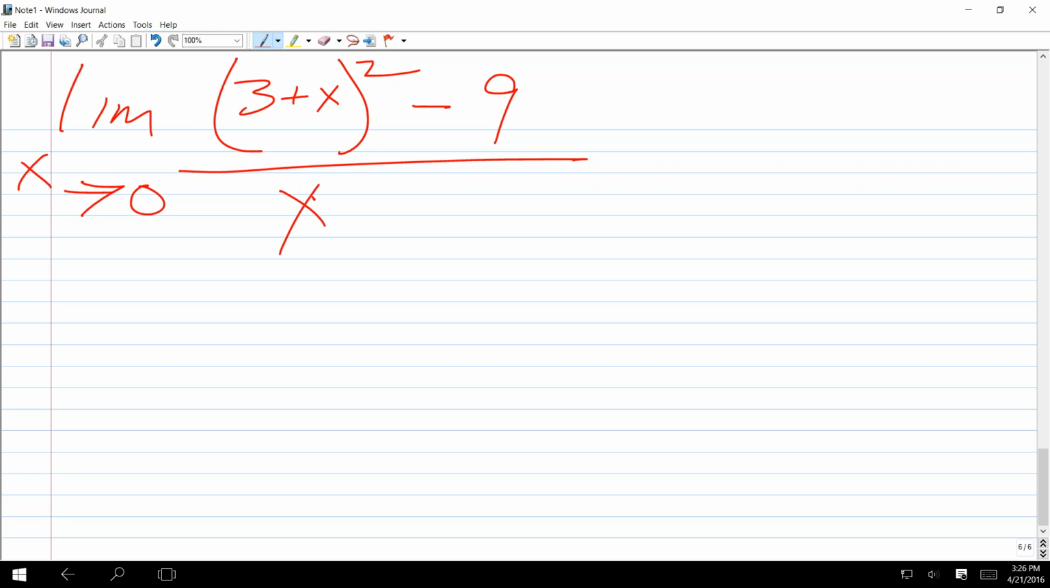Again, we have 0 over 0 with direct substitution. Probably, since we're squaring it, the easiest way to do this is just to go ahead and square that, and then we'll simplify the numerator. You'll see what happens. In other words, we also happen to be looking at difference of perfect squares here. So you could take a more sophisticated approach, but it's hardly worth the effort because it's not that hard to square 3 plus x. Go ahead and square 3 plus x.